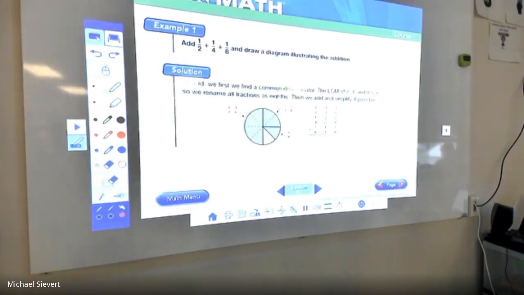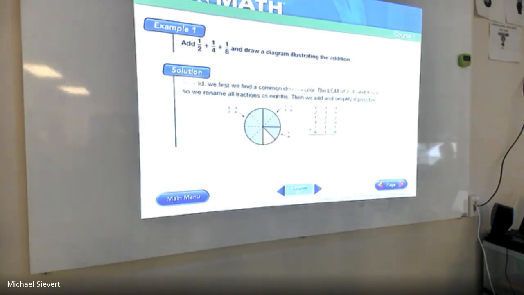Okay. So they use these pictures. I don't really like them because they confuse me. If you like them, please check out your book. So we find least common denominator, LCM, least common multiple. Multiple means multiplication table.